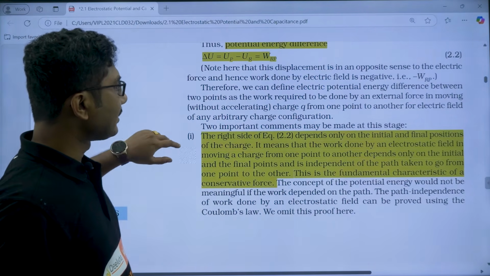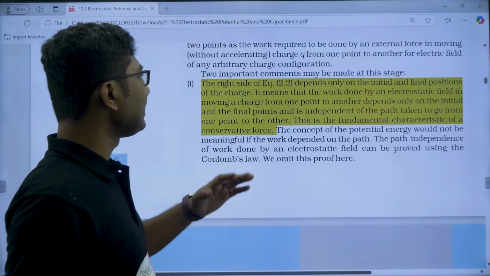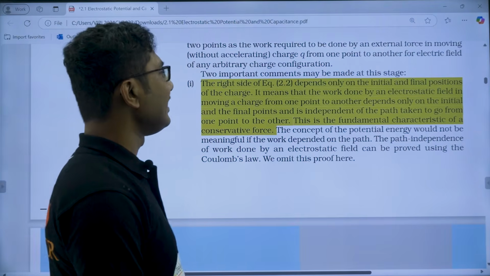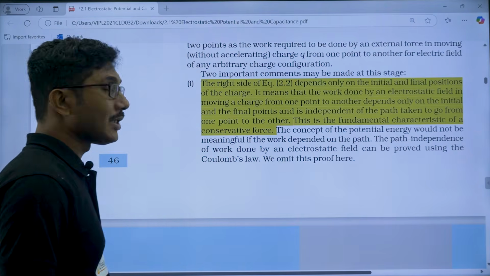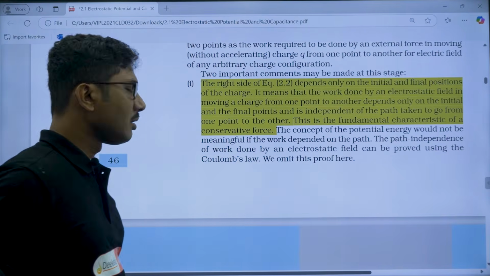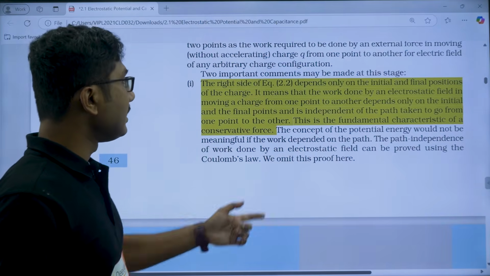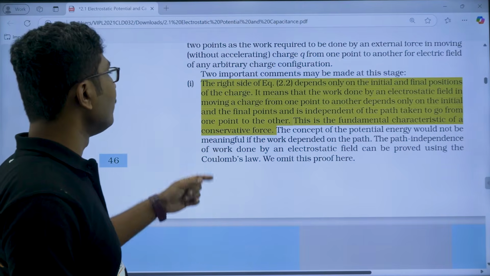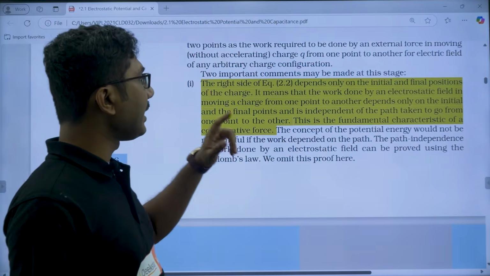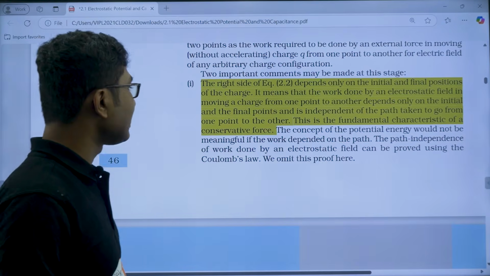Now, these parts you can skip. It depends only on the initial and final positions of the charge. It means that the work done by the electrostatic field in moving a charge from one point to another depends only on the initial and final points and is independent of the path taken. So it is not dependent on the path. This is the fundamental characteristic of a conservative force.